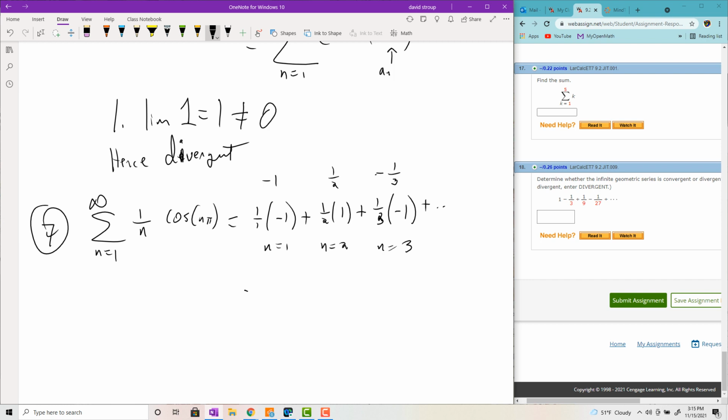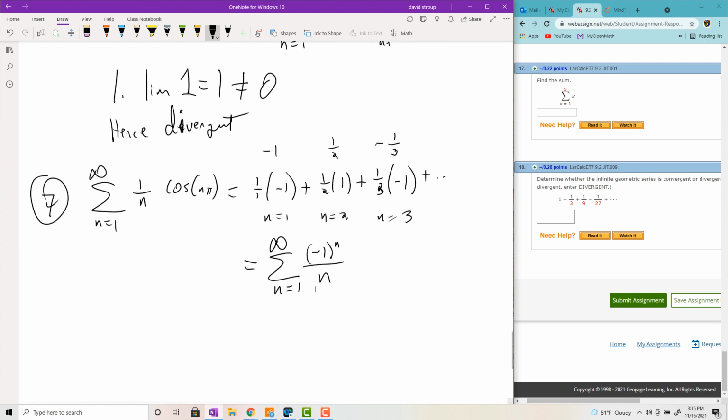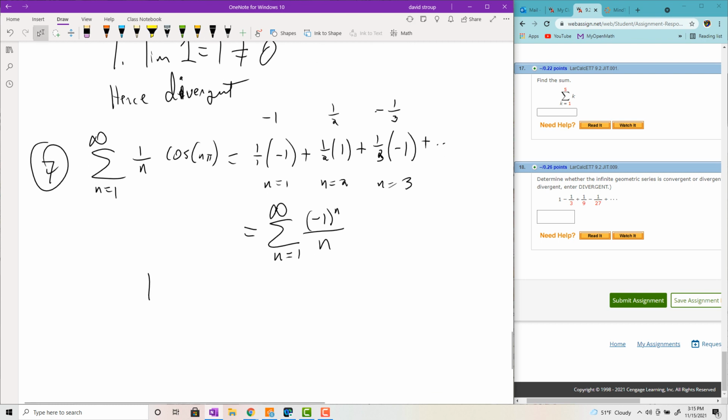So let's rewrite it, getting rid of the trig part and making it look like an alternating series. I'm going from 1 to infinity, and it's just negative 1 to the n all over n. It's going to give me what I got when I expanded it. So it's an alternating series, and first you check a sub n, which in this case is just 1 over n. And that needs to equal 0, and it does. Okay, so that's good.